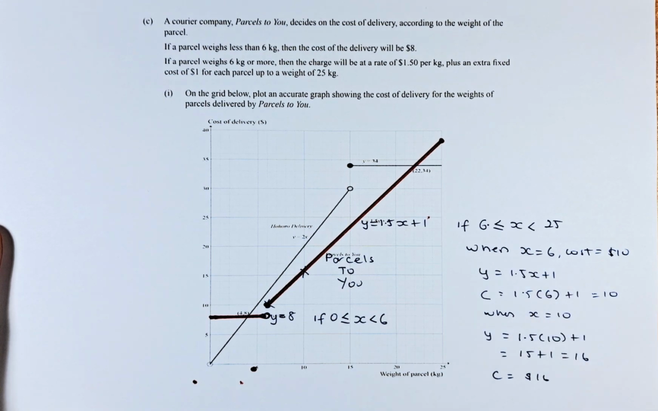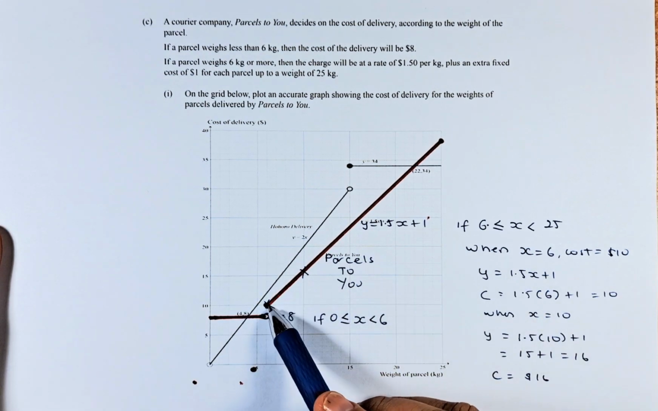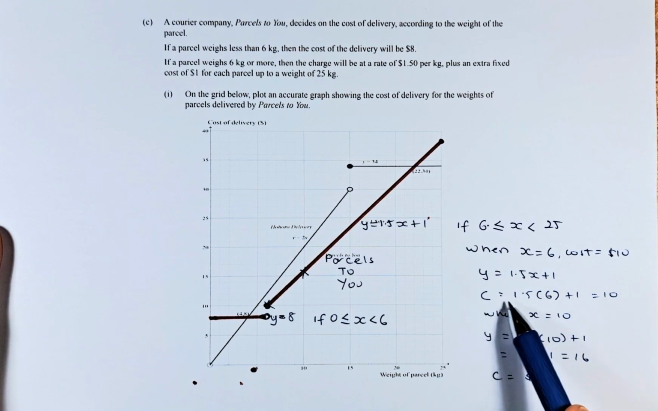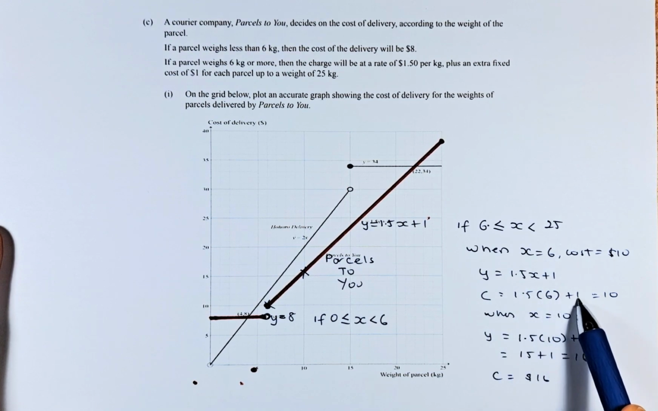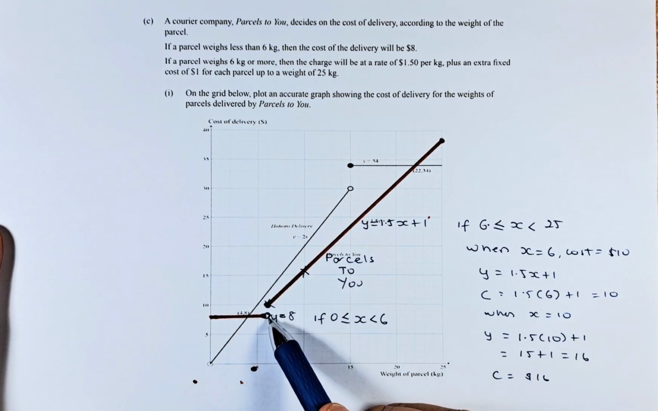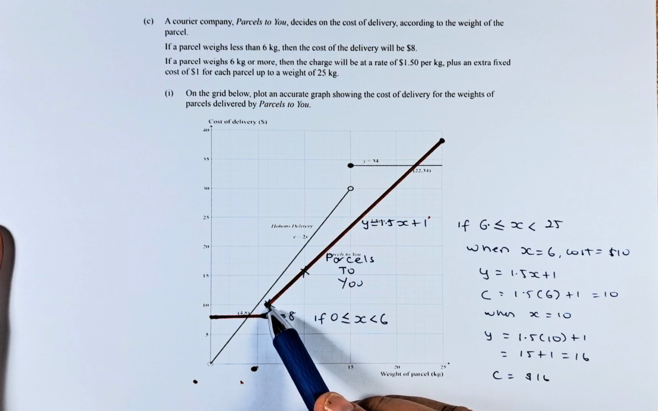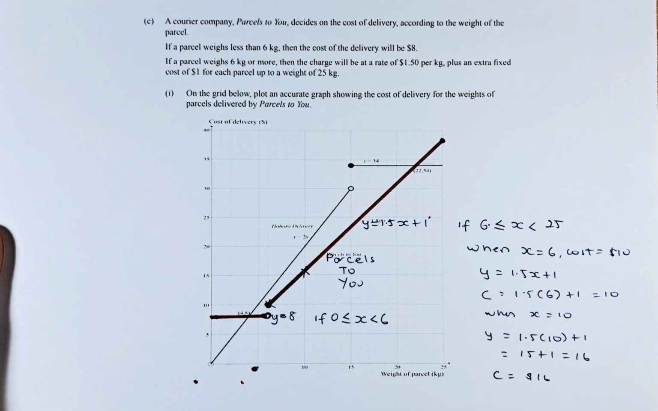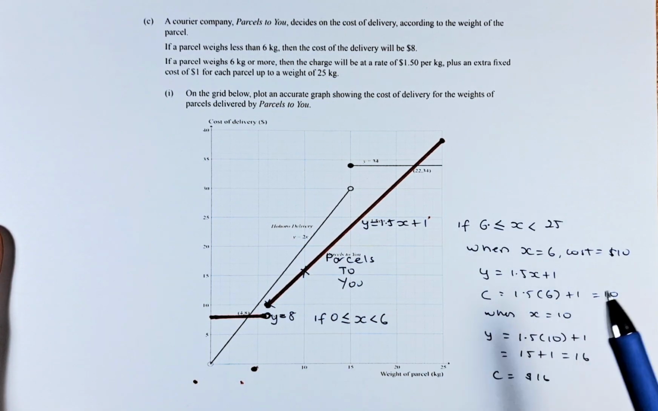So if the weight is 6, we substitute 6 into this equation. So cost equals 1.5 times 6 plus 1. The cost is going to be $10. So at 6 it is not actually $8, it's going to be $10. Because 6 is inclusive, we do a full circle, colored inside. Then we need to get another point so that you can draw a straight line for the graph.